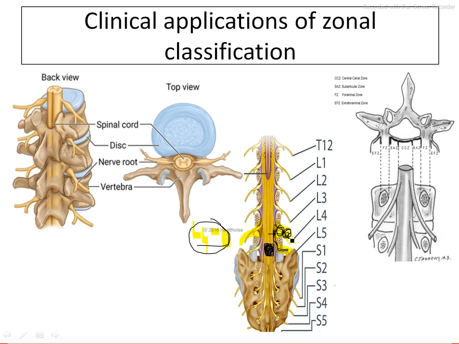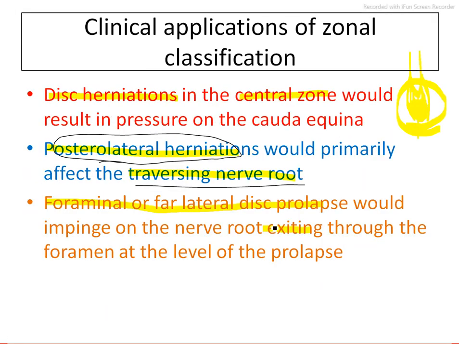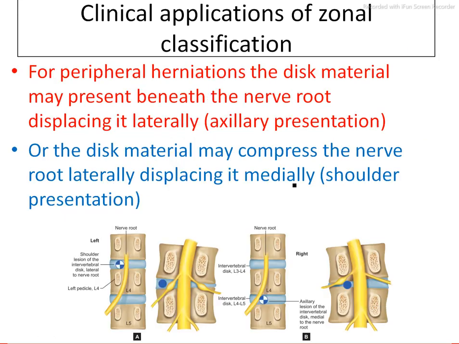So this thing you need to keep in mind. So you see here, when foraminal or far lateral disc prolapse takes place, then the exiting nerve root is impinged. However, if it is posterolateral herniation, then the traversing nerve root is impinged. Suppose let's say here, this is intervertebral disc level L4 and L5. Suppose herniation took place here at this level.